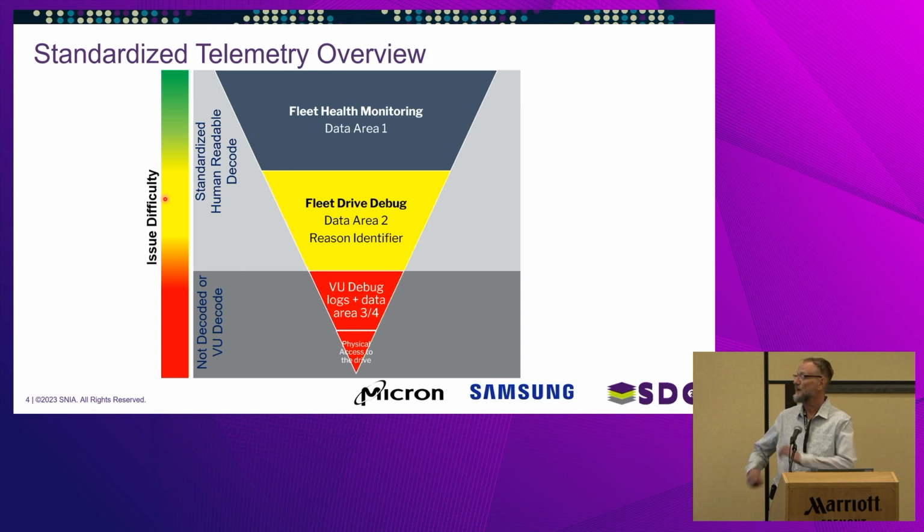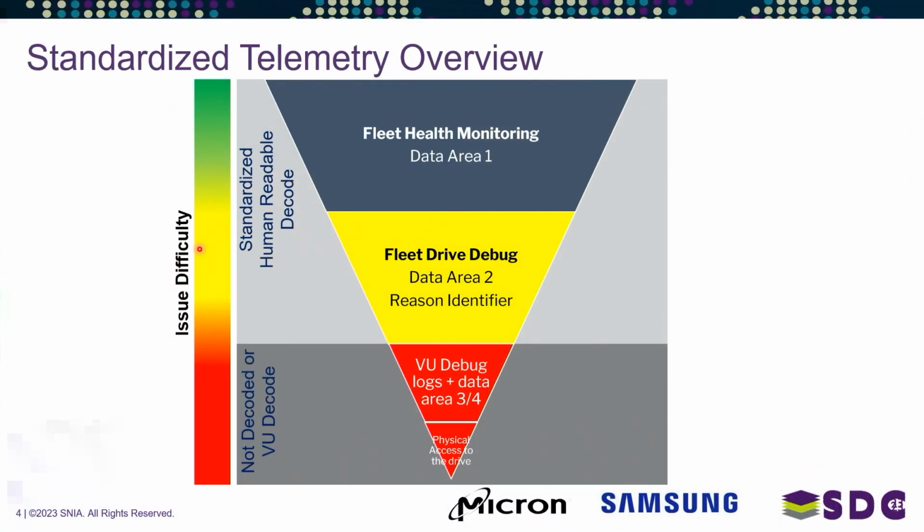So real quick, there are 4 data areas in the telemetry spec of NVMe, and we are now standardizing on the top 2. So data area 1 would be for fleet monitoring and is standardized, and data area 2 would be for fleet drive debug, which would include data area 2 and reason identifier.